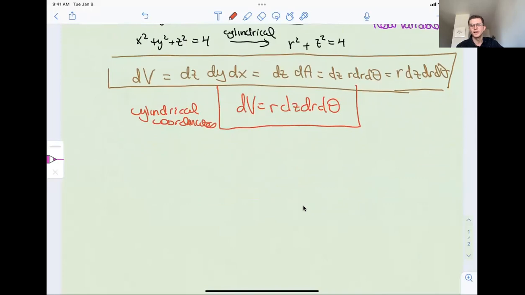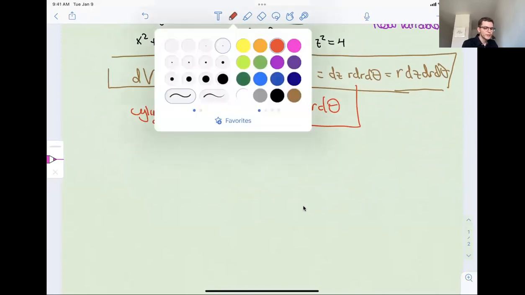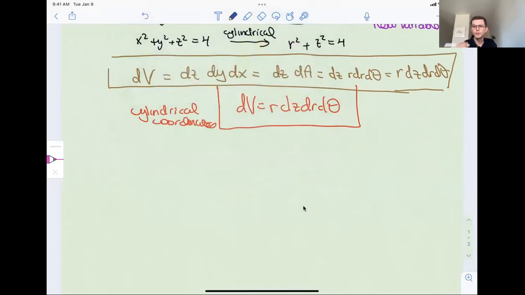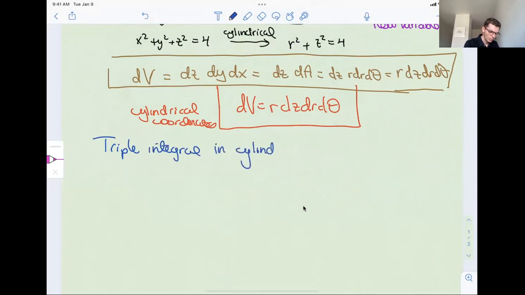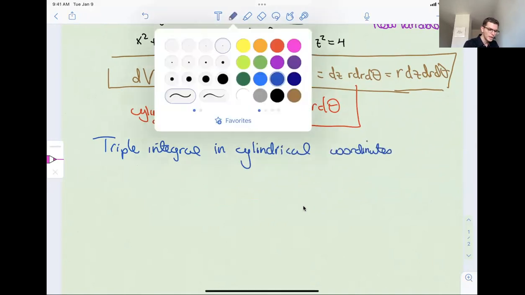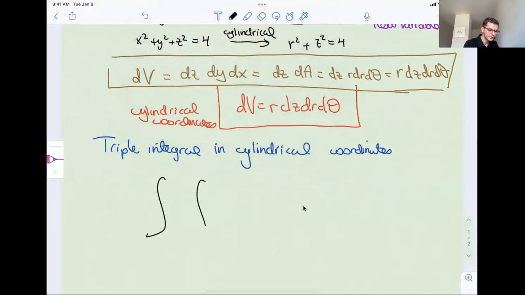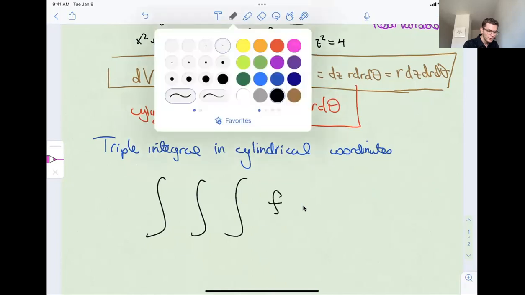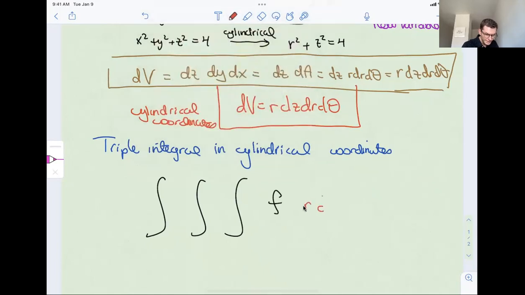But the point is, this is what I was getting at. What are you going to see? How does a triple integral in cylindrical coordinates look? You have something like this. It's still a triple integral. Here you have some function f, but you are going to have this r dz dr d theta.